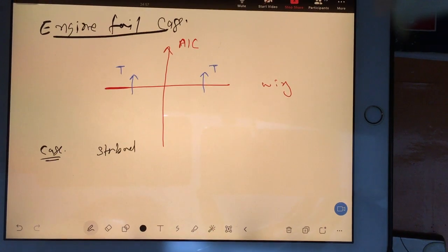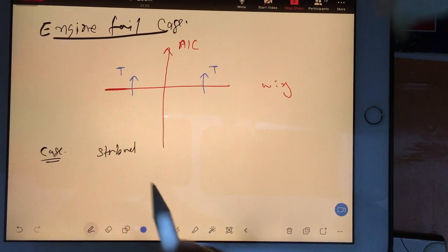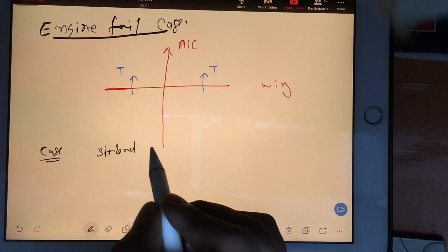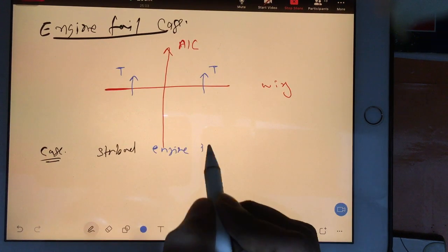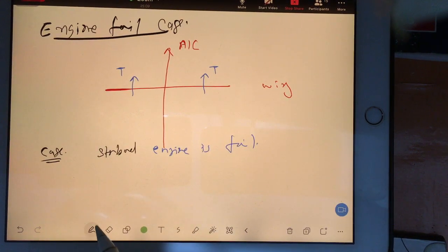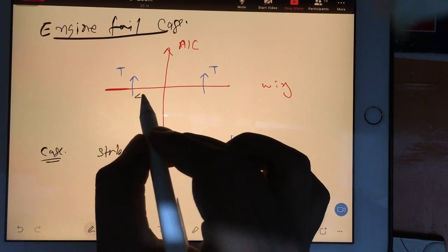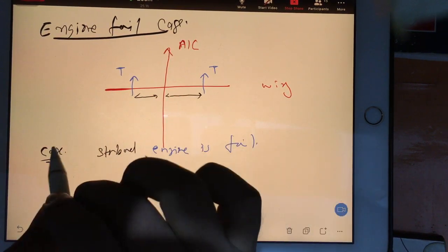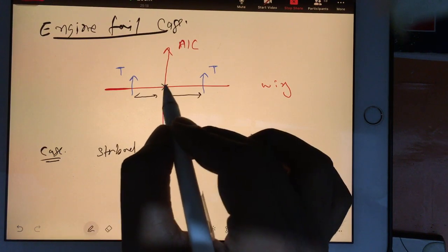Anything, just go behind the concept. We are considering the starboard engine has failed. So if the starboard engine has failed, then which engine will dominate? Of course, the port side engine will dominate. Imagine they both are situated at equal distance, and imagine this is the CG point.